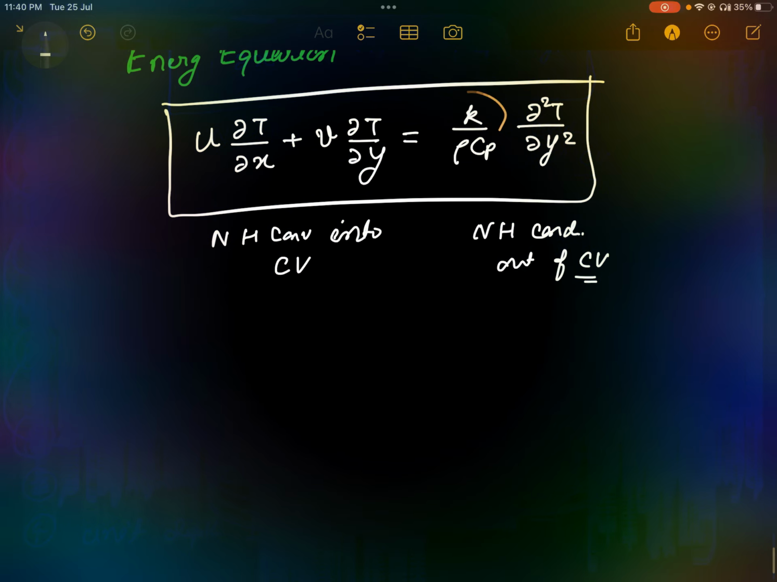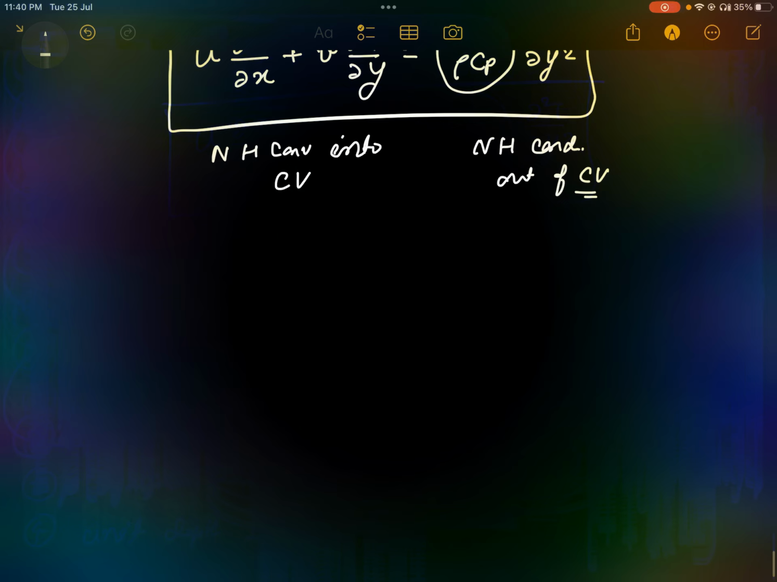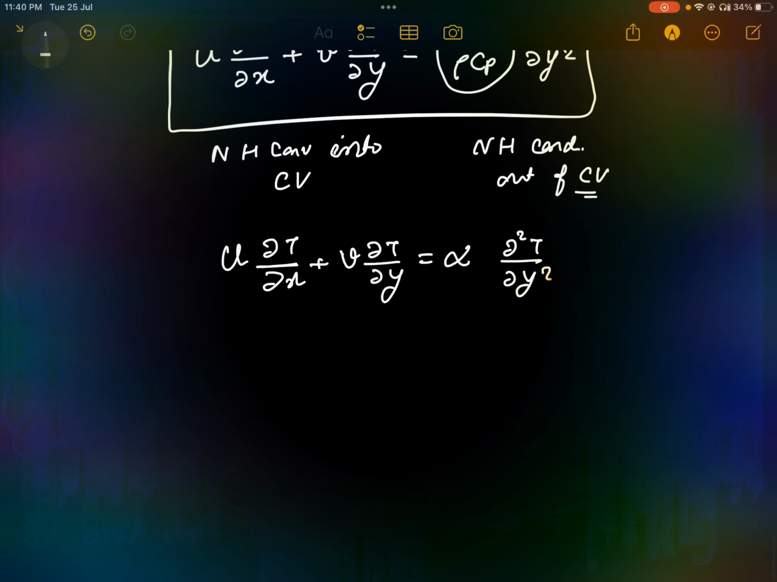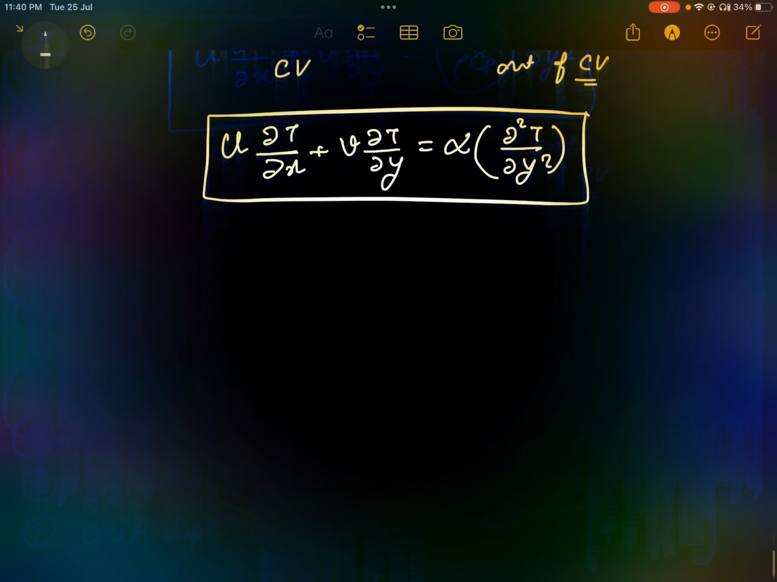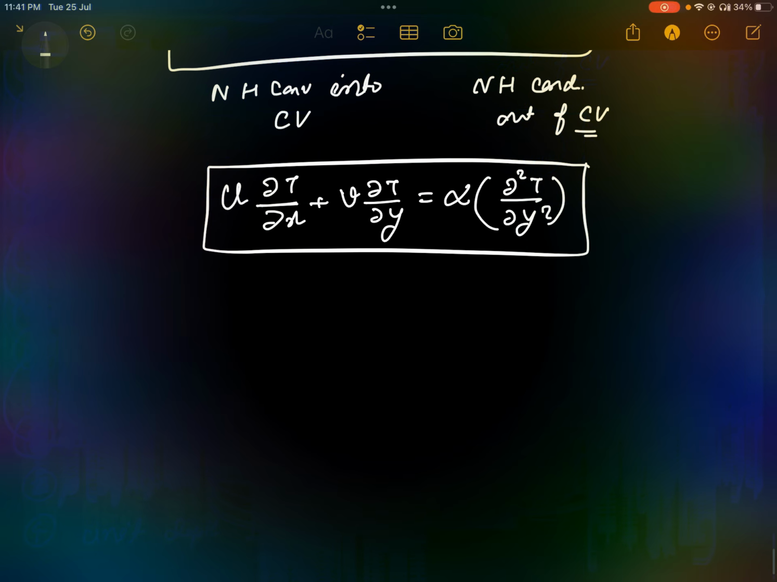Or if we define k upon rho Cp as alpha, that is the thermal diffusivity, so we can write that u ∂T/∂x plus v ∂T/∂y is equal to alpha ∂²T/∂y². So this is the energy equation.